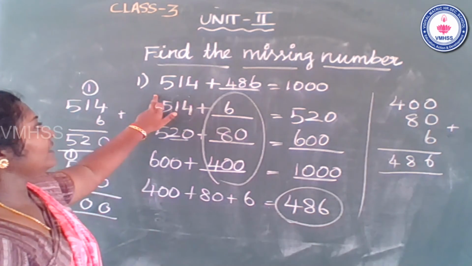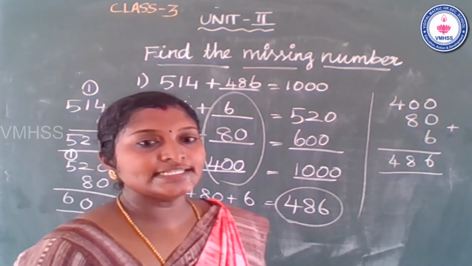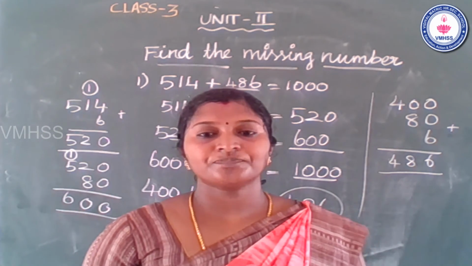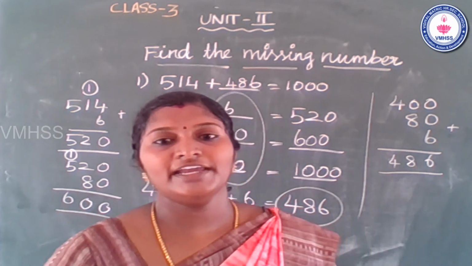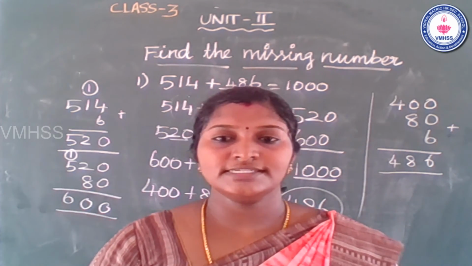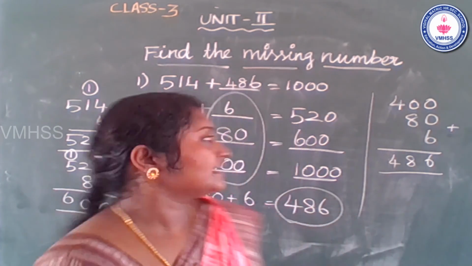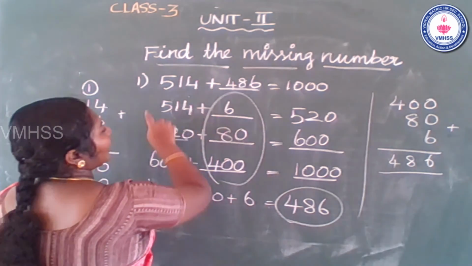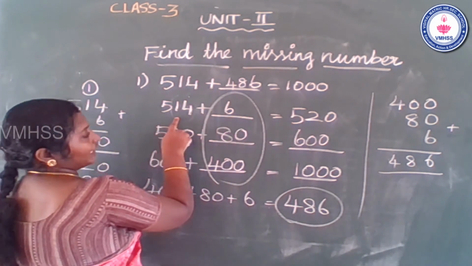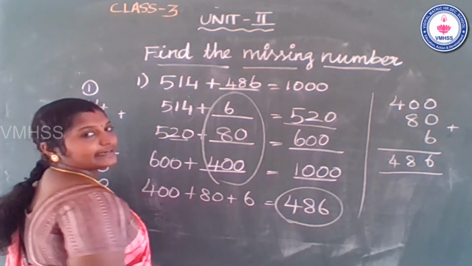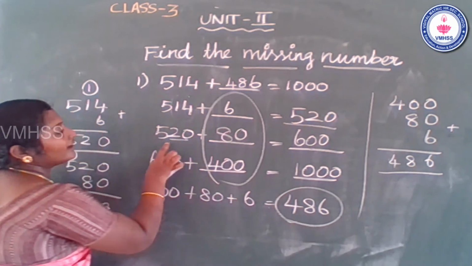Okay, first 514 plus dash equal to 1000, using 3 steps. First step. So students, please listen carefully. First step, add to the first number to take it to the next nearest 10. Okay, so next nearest 10. So 514, the nearest 10 value is 520. So next, you take this answer 520.